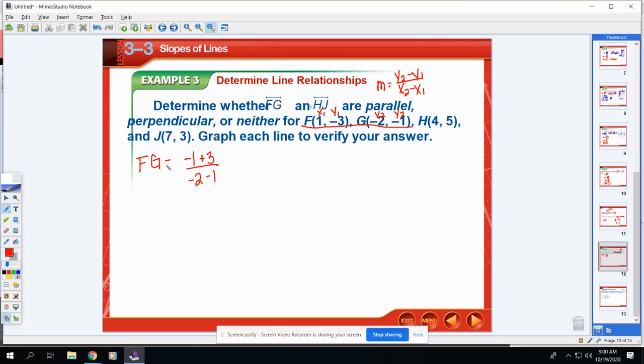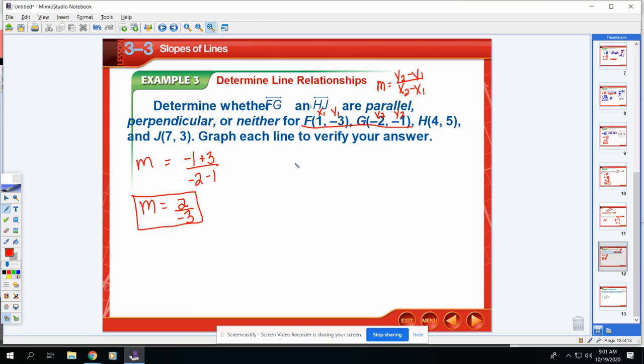All right, so here, I'm sorry, I should have an M over here. This should not be an FG. This should be M here for FG because we're finding the slope. We're not finding what FG is. So -1 plus 3 here is going to be a positive 2. -2 minus 1 here is going to be a -3. So our first slope is M is equal to 2 over -3.